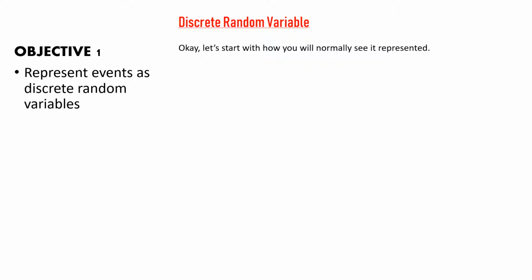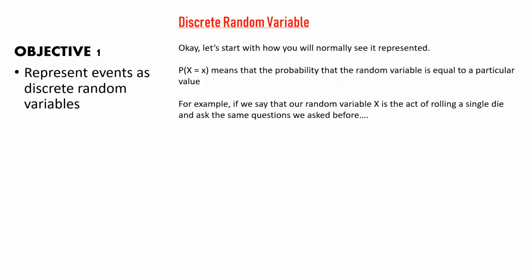Okay, so let's see how you'll normally see it represented. P of X equal to x. We've got a big X, we've got a small x. It means the probability that the random variable is equal to a particular value. Now, you probably have written or seen written calculated probability like this already, although when I put it in a separate way that I'm going to do, it often leaves people very confused.